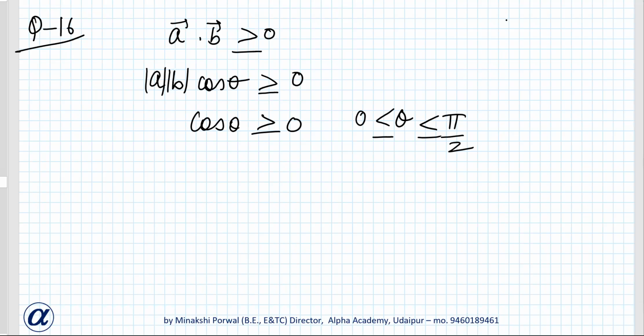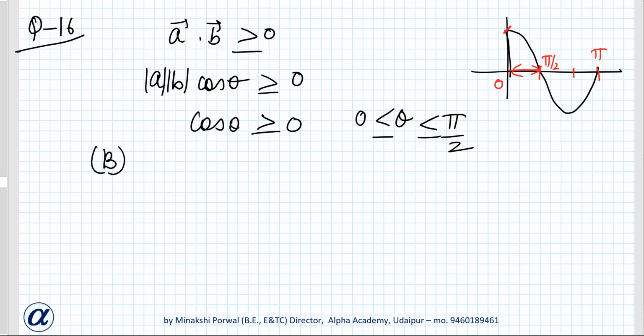Because in the case of cos, it goes this way, 90. So for 0 its value is 1 and for pi by 2 it's 0. After that it becomes negative. So between 0 to pi by 2, the value of theta will be greater than 0. So option B will be the correct answer.